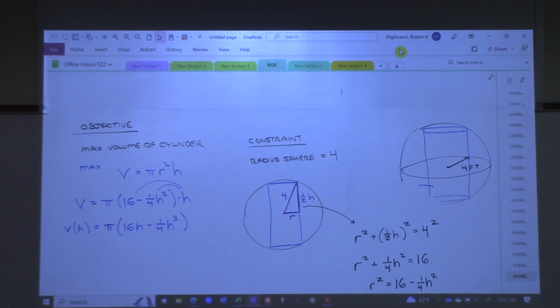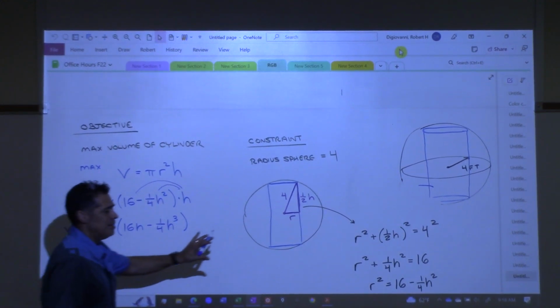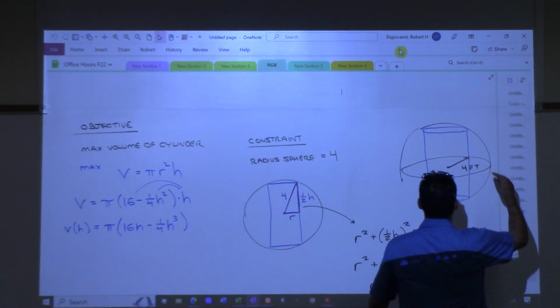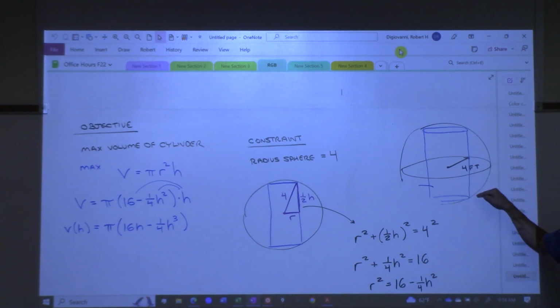What now? Important part of all these problems: domain. You've got to figure out, are you going to use the closed interval method or the open interval method, right? So h is the variable. Go back to this picture here. h is the height of the cylinder. Is there a smallest height that you could have?